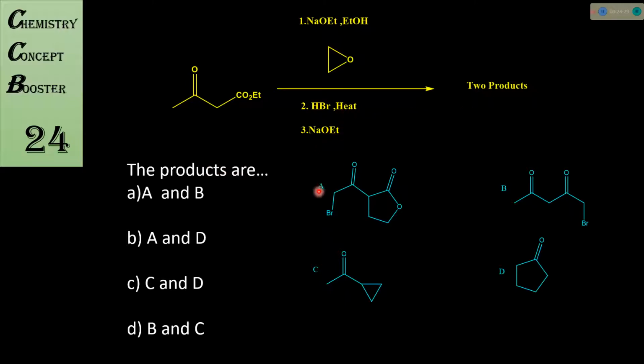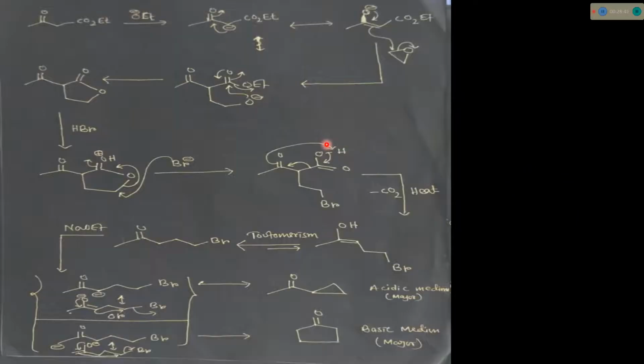So the products are, these are the options. Among these four options, two will be the products. So in this case also there will be a major and minor product. So let's see the mechanism. These are the reactants. First NaOEt in ethanol, epoxide, then HBr with heat, then NaOEt.